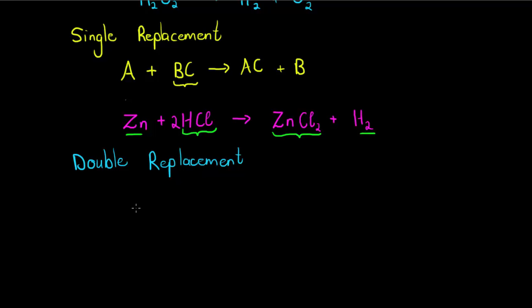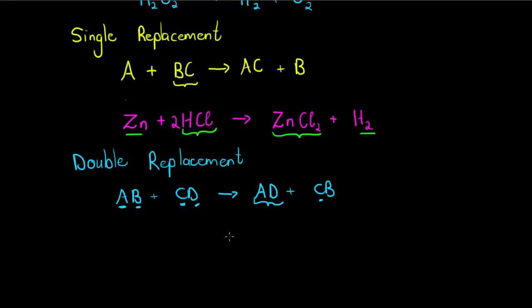In a double replacement, I would have two compounds, AB plus CD, in my reactants, and in my products, I will have two different ones. I would have AD plus CB. It looks like A replaced C to be AD, and B replaced D to become CB.